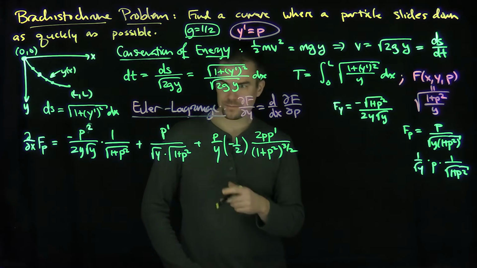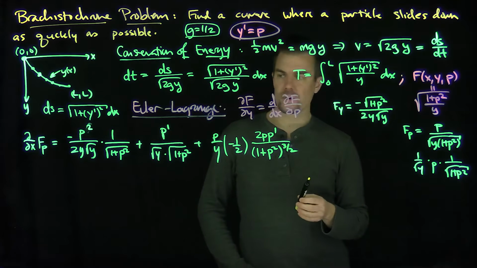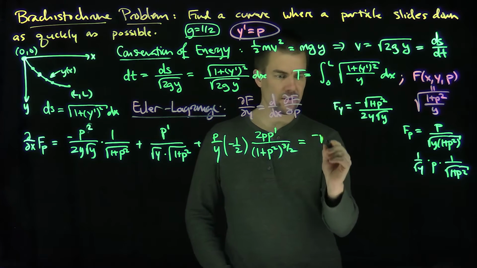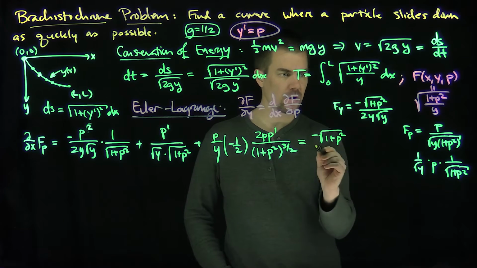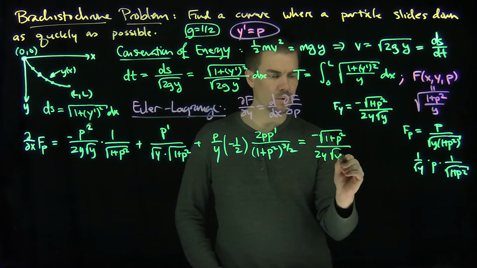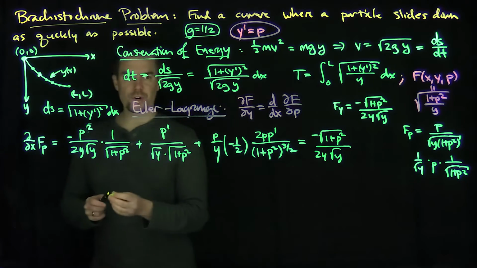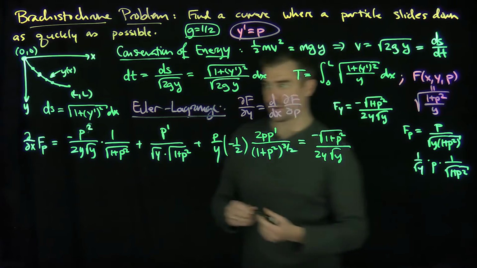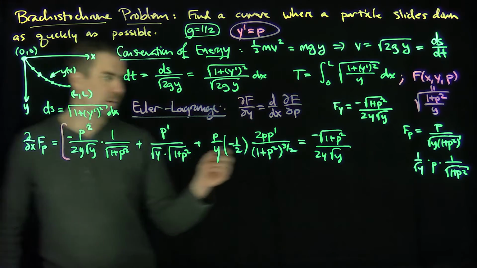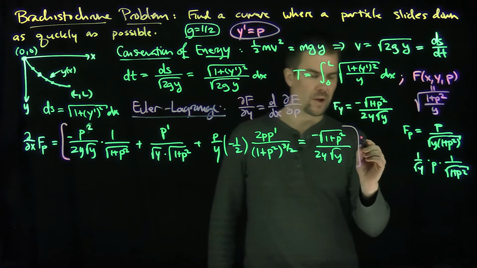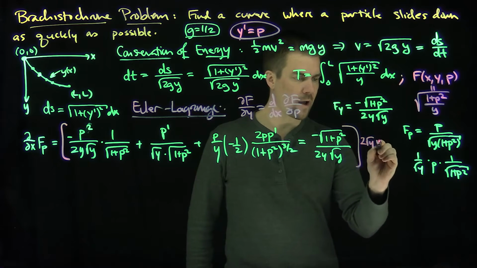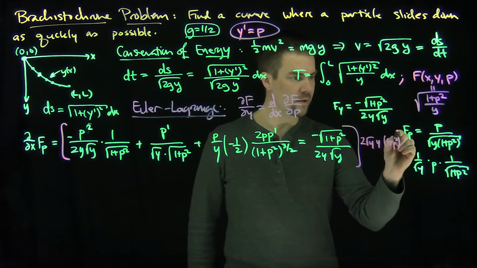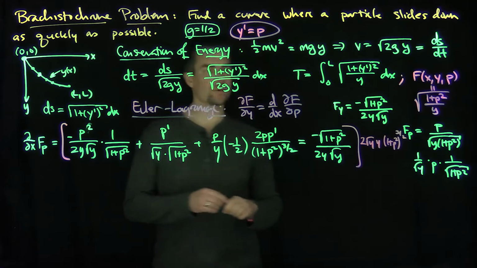Okay? Great. And so now this has to equal, by Euler-Lagrange, negative square root of 1 plus p squared over 2y root y. And so now the trick to simplify this, which is a complete mess obviously, is one nice trick that we can do that will simplify this dramatically. And what that trick is the following: I'm going to take the entire Euler-Lagrange equation, multiply everything by 2 root y, and then 1 plus p squared to the 3/2 power. Okay? And let's see what happens if we do that.